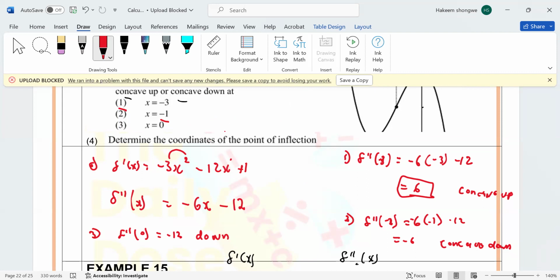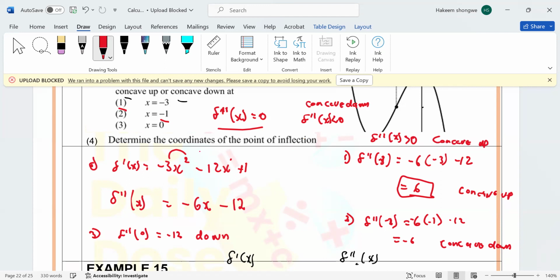f prime of x is less than 0. So now we're going to derive something, then we're going to tell them something like this. When f prime prime of x is equal to 0, we call this a point of inflection. It's not up, it's not down. When f prime of x is less than 0, this is concave down. Yeah, this one is concave down. And when f prime of x is greater than 0, this is concave up. But why is this important? You will see why this is important.